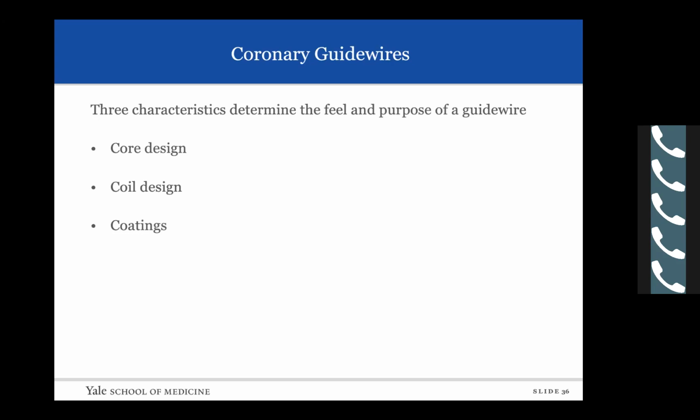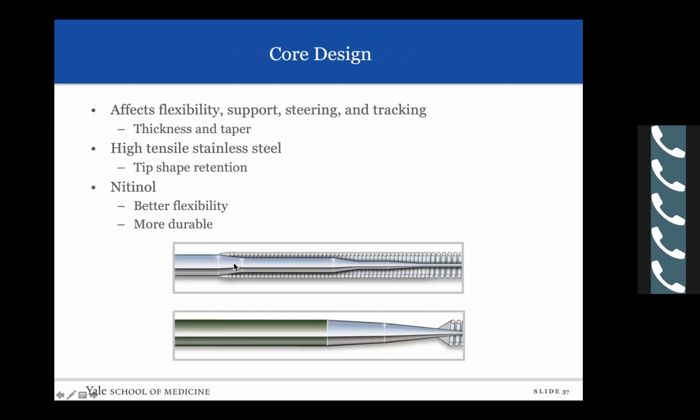So the core design is really this central core. And it really affects the support. A thick, long core will give you more support. A thinner core will allow you more flexibility to go around tortuosity. The core also determines the steering characteristics and the tracking characteristics of the wire. It's typically a high tensile stainless steel. Although nitinol has come to the market in several wires, the Runthrough and the Mamba are the ones at Yale that are nitinol. It allows much better flexibility through tortuosity and tends to be more durable and has less shape retention.